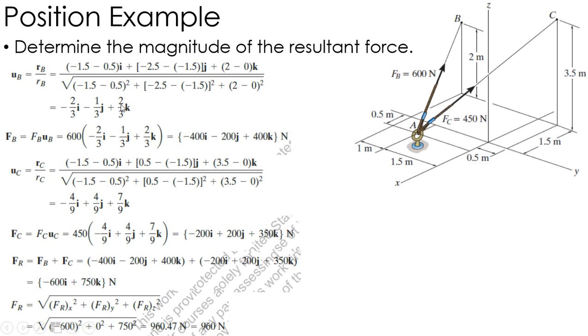So again, write the forces in Cartesian form, sum up the x's, sum up the y's, sum up the z's, take the square root of the sum of the squares to find the magnitude. To write those forces, it's just the magnitude of the force times the unit vector, which is the position vector divided by its magnitude.